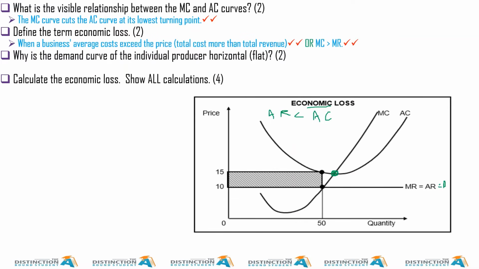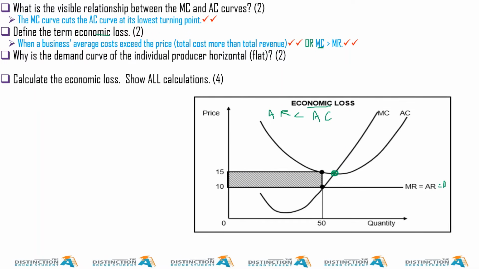You can say it like that, or you can say where business average cost exceeds the price, but it's the same as what I said here, when average revenue is less than average cost. I don't know why they talked about marginal cost here. Yes, because that's what the memo said, but not necessarily marginal cost, because marginal cost doesn't have much to do with economic loss, but average cost and average revenue.